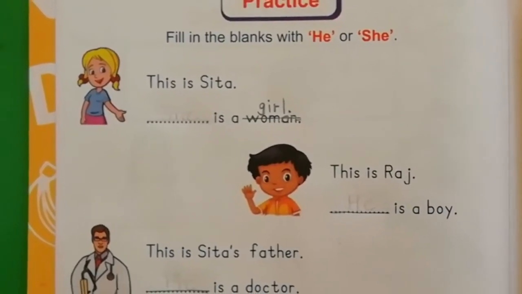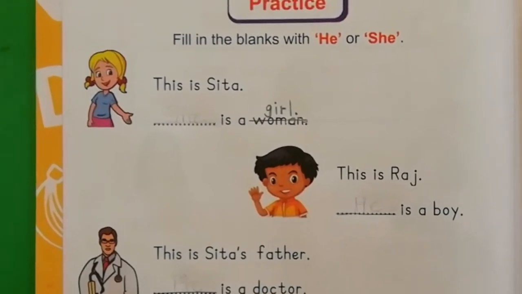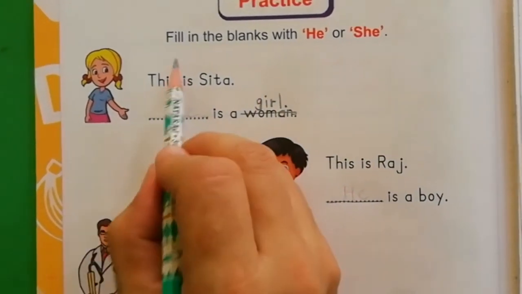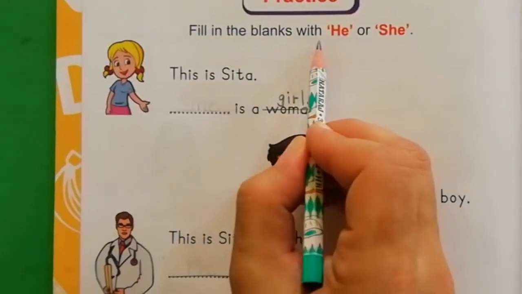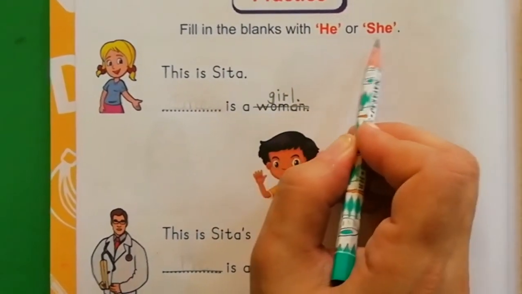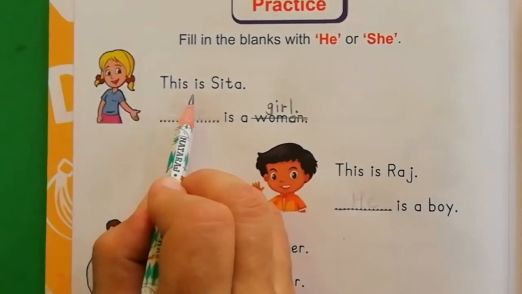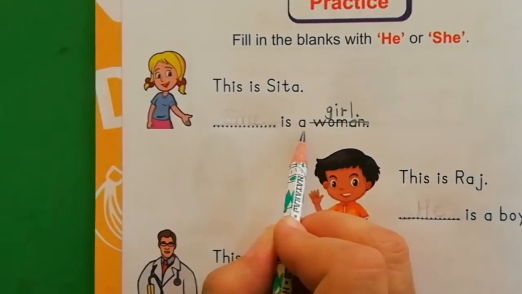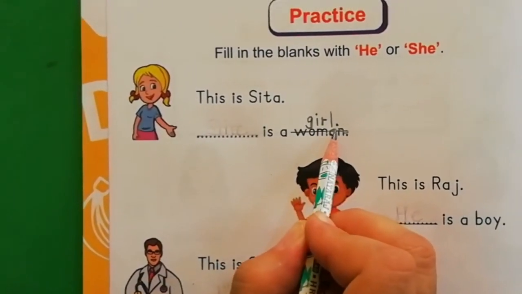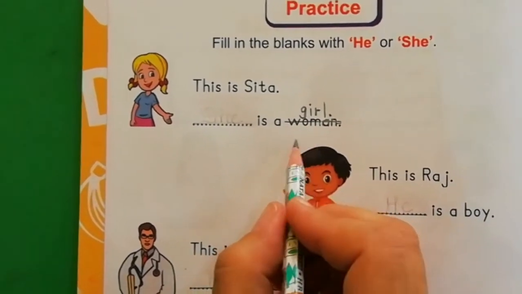Okay children, now open page number 97 of your English classwork book. Fill in the blanks with he or she. So the first sentence here is, this is Sita, full stop. Dash is a girl, full stop. So what do we use for a girl? Yes, we will use she.